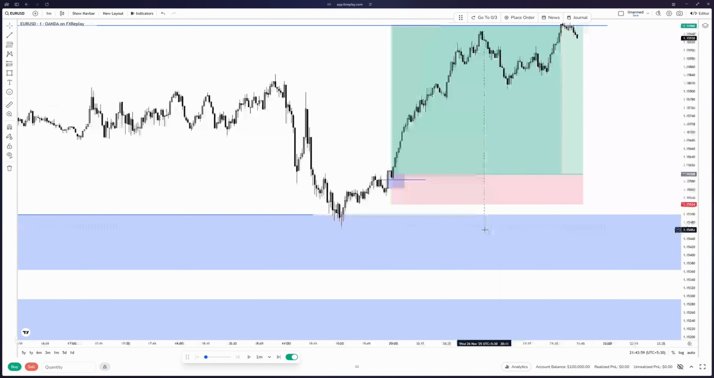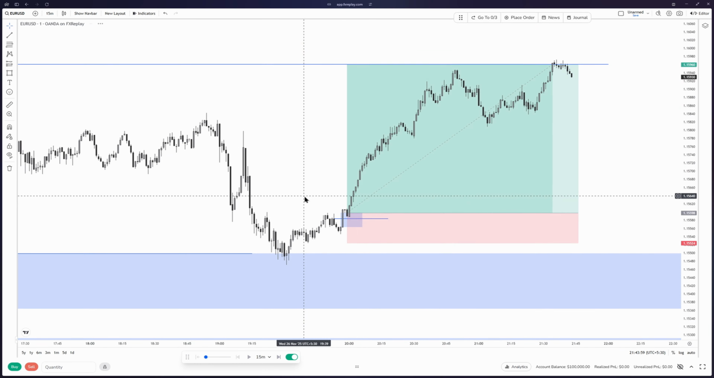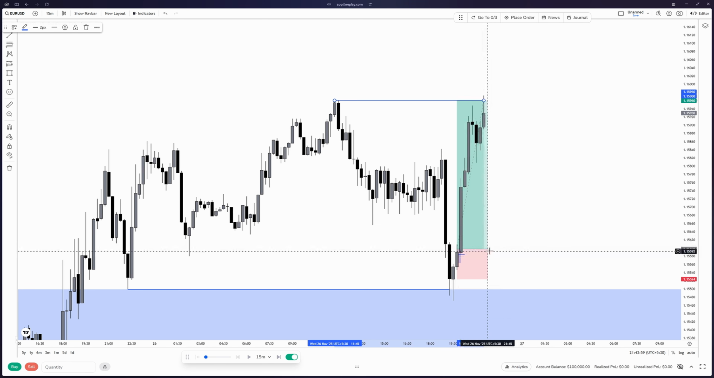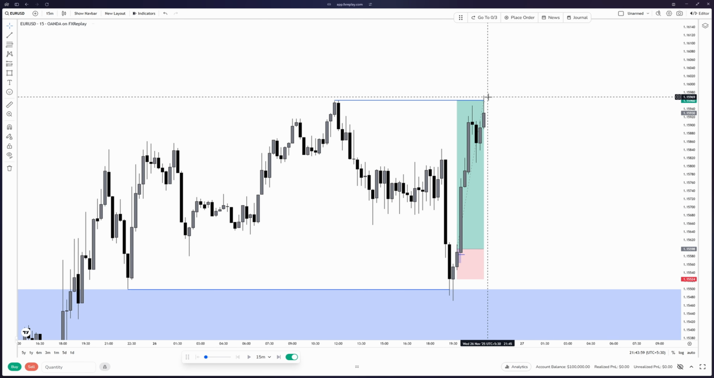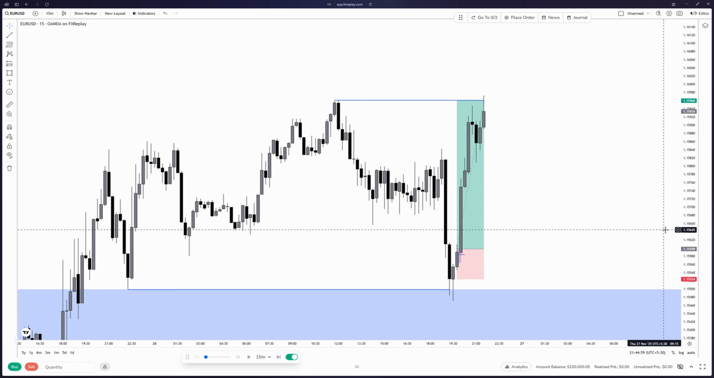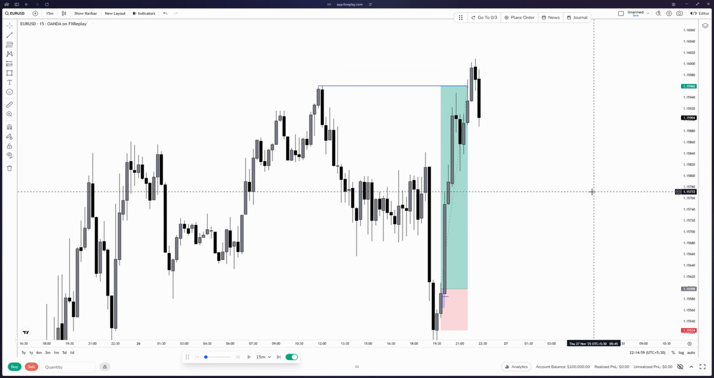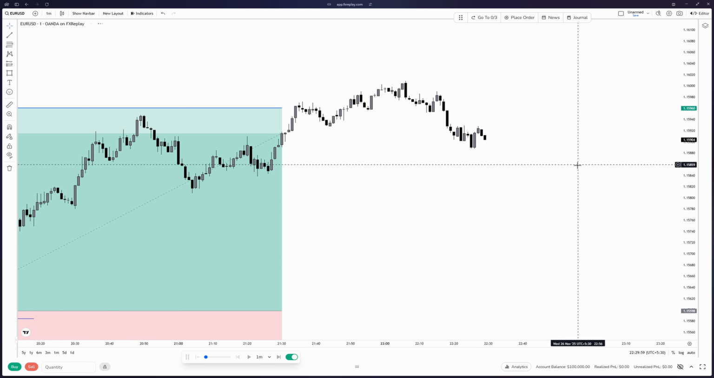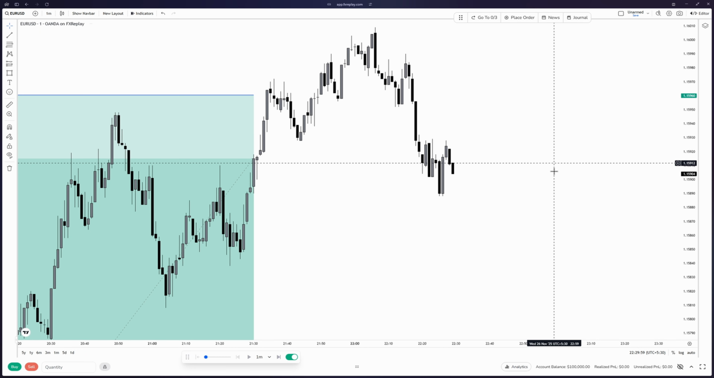Now, one more thing I want to clear is that most traders think that once we have a buy-side liquidity sweep, we can take short positions. They think, now let's wait for displacement. Now we have displacement on the 15-minute, so let's try to enter on the lower time frame.